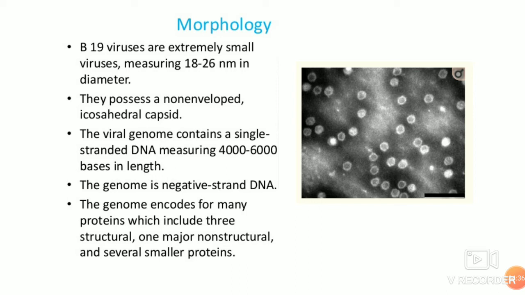B19 virus is extremely small, as the group is, so it measures around 18 to 26 nanometer in diameter. They have a non-enveloped icosahedral capsid. The viral genome contains a single-stranded DNA measuring from 4,000 to 6,000 bases in length. The genome is negative strand DNA. The genome encodes for many proteins, which include three structural proteins, one major non-structural protein, and several small proteins.